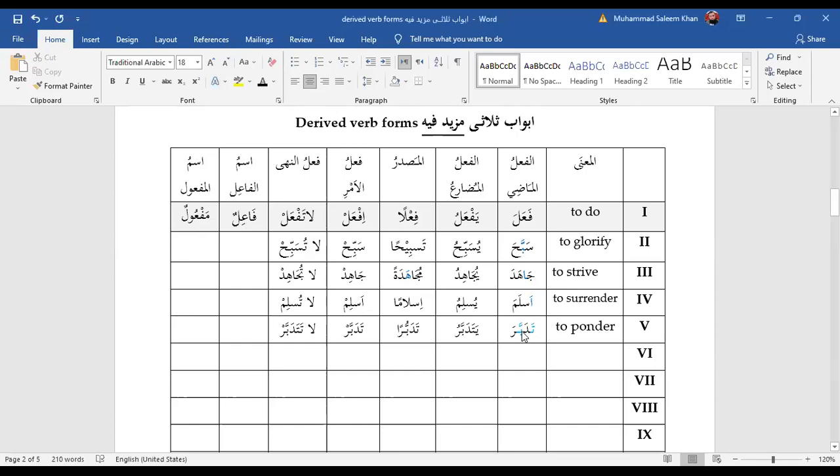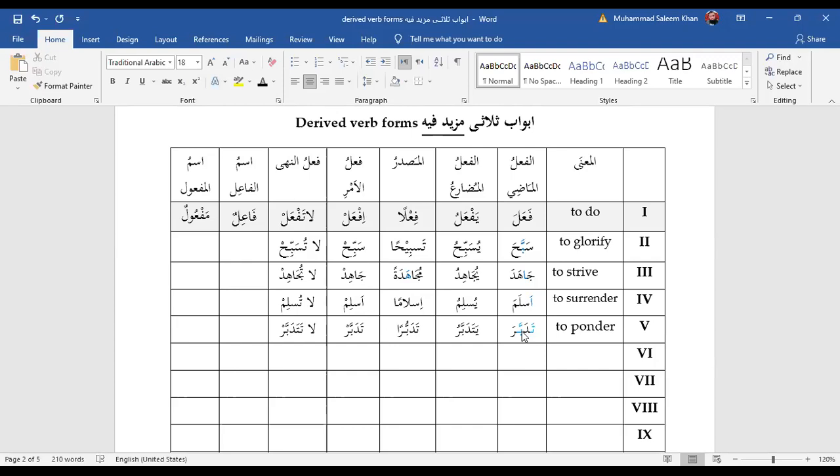Do you remember what is that characteristic? Tadabbara yatadabbaru. The characteristic is when the doer has to put some extra effort to do something. It is like reflexive, like the doer himself has to do something to acquire something.